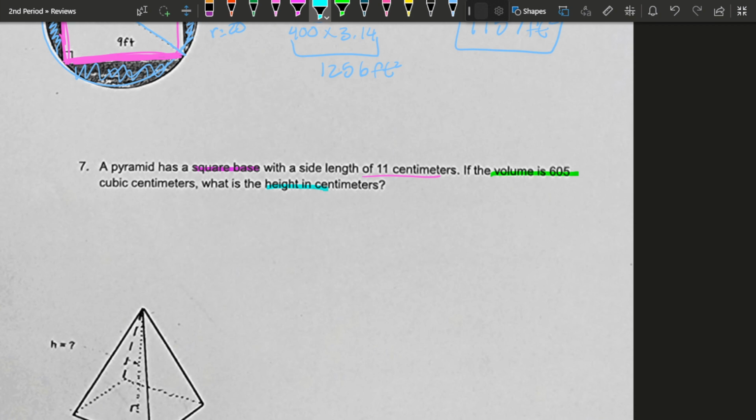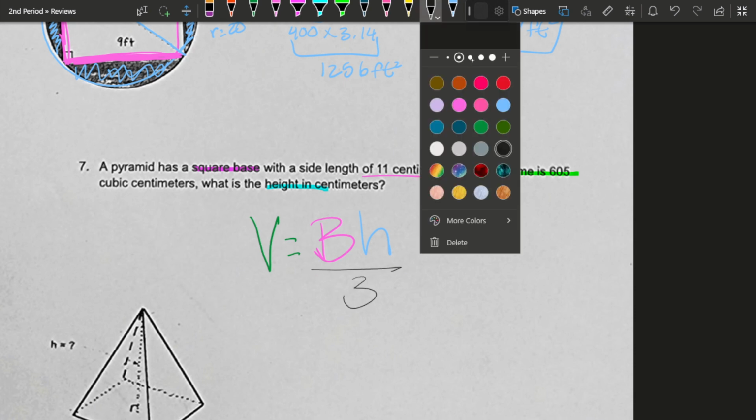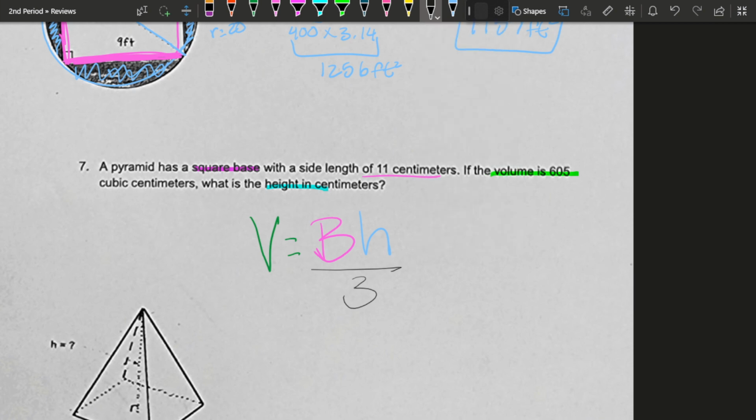I'm going to write down the formula. So volume equals uppercase B, which stands for area of the base, times the height, and then divide by 3. That's the formula. And we're going to use this formula to work it backwards.